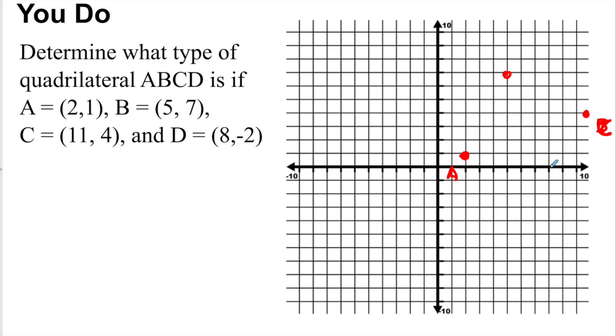And 8, negative 2. So to me, it looks a lot like this guy's going to be a square. Okay? But I need to do some proof here. Okay, I got to prove it. Okay, looks like a square. So again, we're going to do our slope triangles. Feel free to use different colors on a quiz or a test. You're totally welcome to do that.